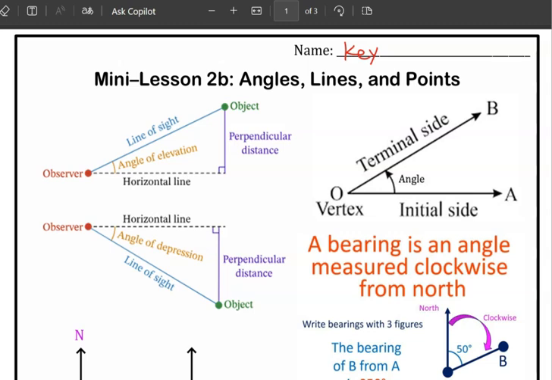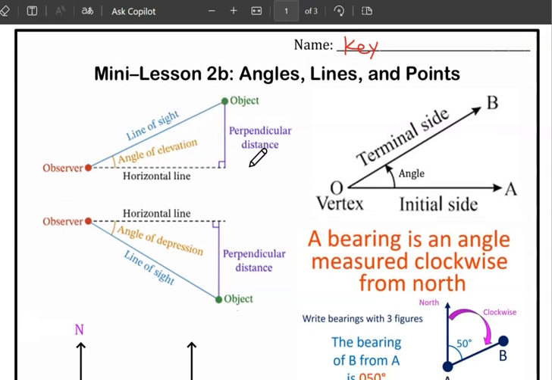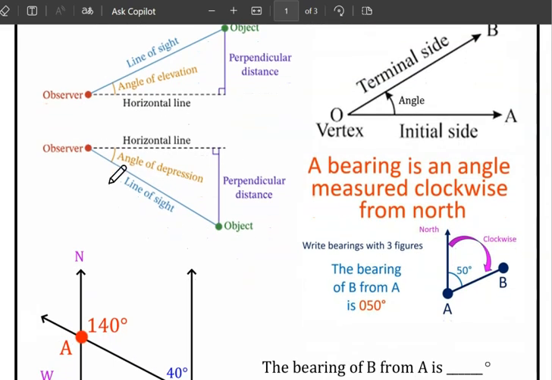Mini lesson 2B, angles, lines, and points. If we have an observer, we'll say they're at this red point, and we have the ground, we'll say it's a horizontal line. If they're looking up towards an object, that is called the angle of elevation. If we have an observer and they're looking down at an object, that would be an angle of depression.